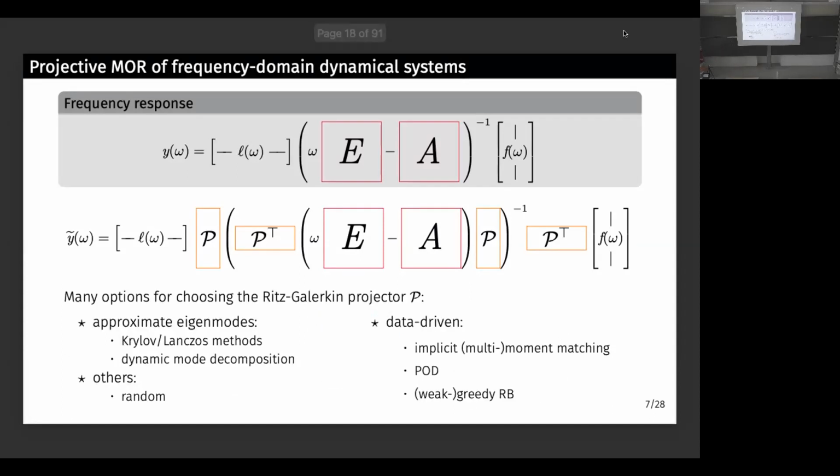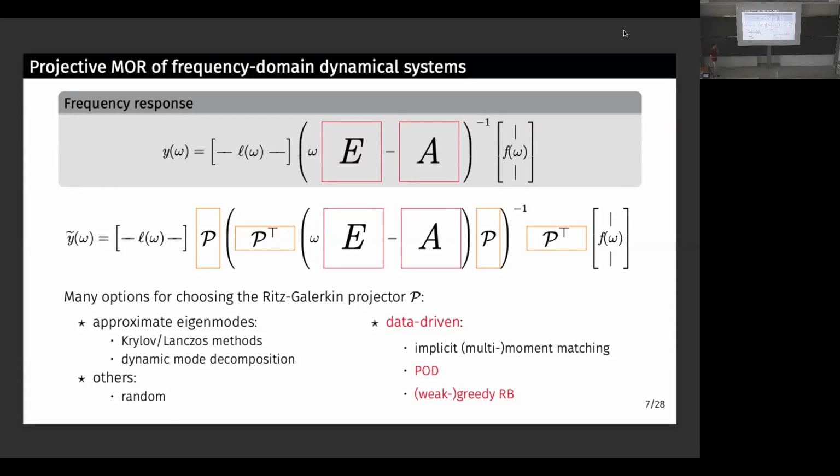Now, how do we define the projector P? Because that, of course, you can imagine is the crucial question here. Different P's will give us surrogates with different qualities, and there are many ways to choose them. In this presentation, I will mostly focus on data-driven ones because they are more similar to the overall structure of the algorithm that we're after. In particular, I will consider the proper orthogonal decomposition and the reduced basis method.